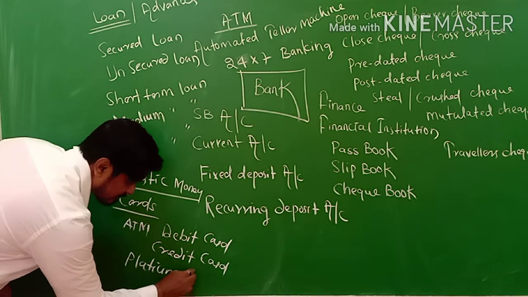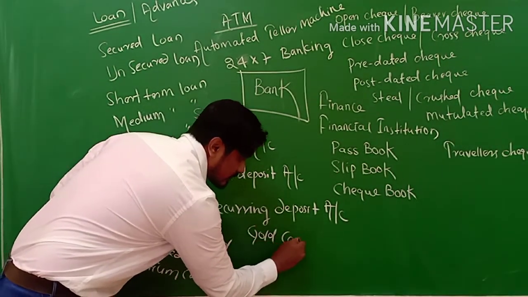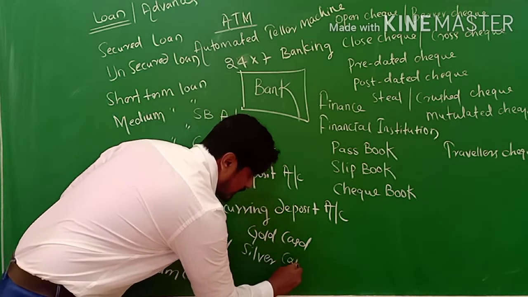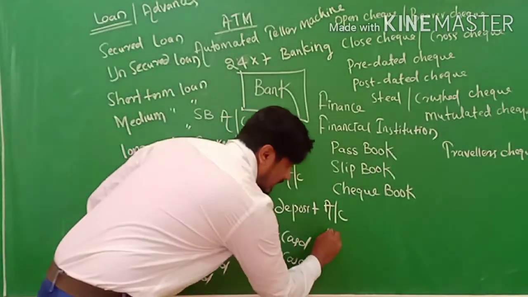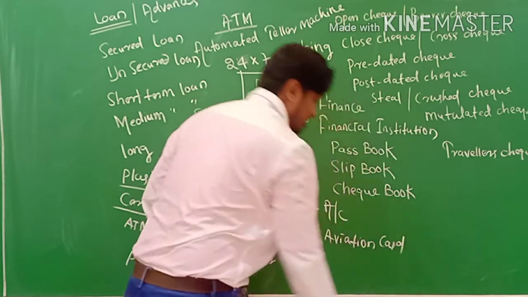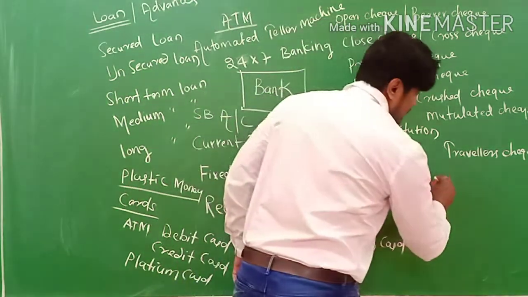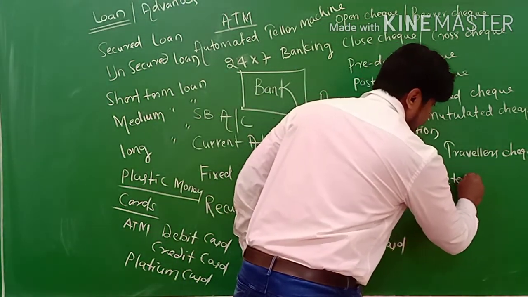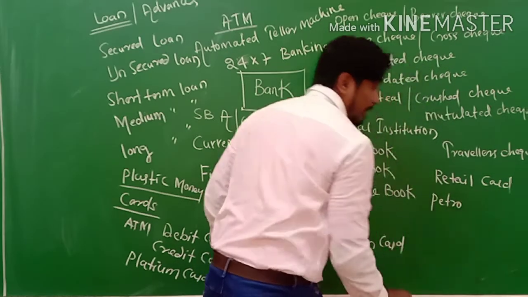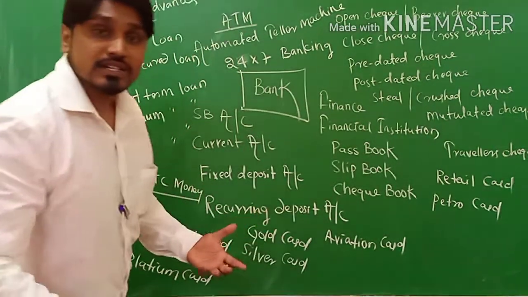Platinum card, gold card, silver card, aviation card, then retail card, petrol card. There are so many cards.